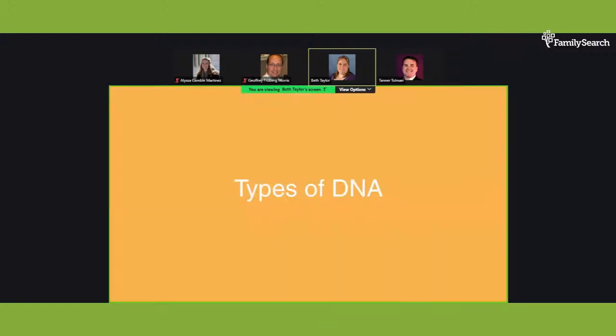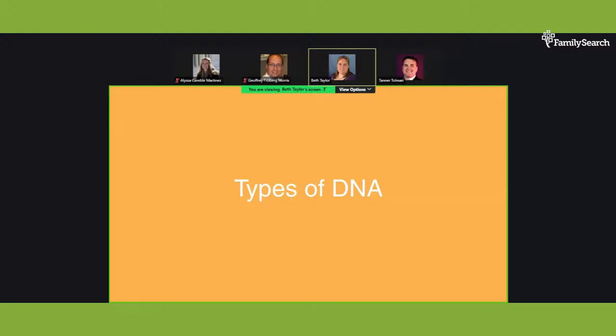Okay, so we've addressed what DNA is. DNA is your genetic code. We've talked about why it's valuable, because it's inherited and when we compare it. Next, let's talk about the types of DNA that we use for genealogy research. I just want you to keep in mind, we tend to focus a lot on one type, autosomal DNA, but there are other types of DNA that might help out.